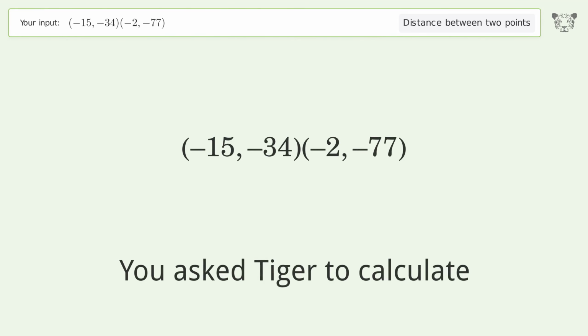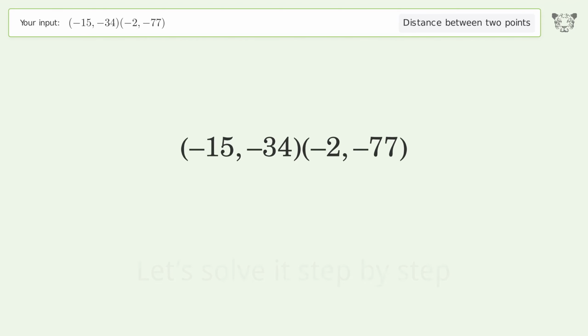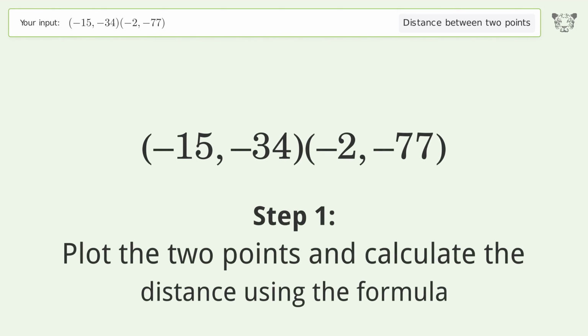You ask Tiger to calculate. This deals with the distance between 2 points. The distance between the 2 points is the square root of 2018, or 44.922. Let's solve it step by step. Plot the 2 points and calculate the distance using the formula.